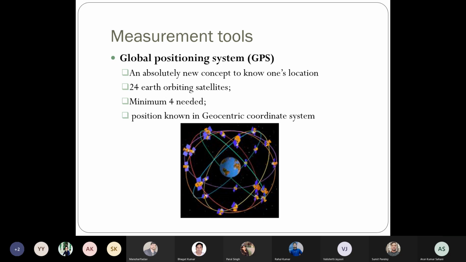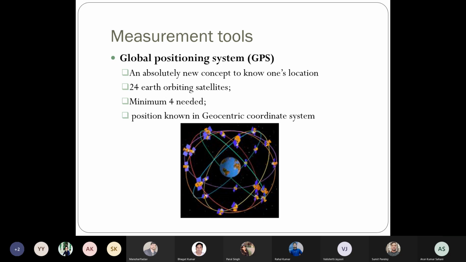Now we have another remote sensing tool. It is very important and it is used for measurement of location. It is called the Global Positioning System, and its generic name is Global Navigation Satellite System, GNSS. It is an absolutely new concept that has been used for locating a particular point or object. It evolved first by sending 24 satellites around the Earth, and they rotate in fixed orbits.